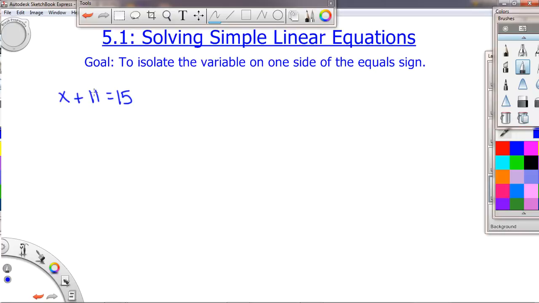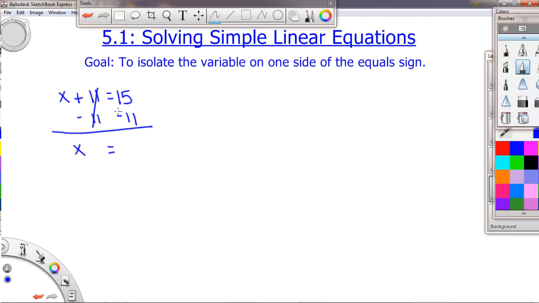Right now, we're adding 11 to x. So in order to get x alone, we're going to subtract 11 from both sides. Okay? Subtracting 11 from both sides of this equation. Now, these 11s, so x plus 11 minus 11, well, these cancel out. And I'm left with, on the left side, just x. Drop your equal sign straight down.